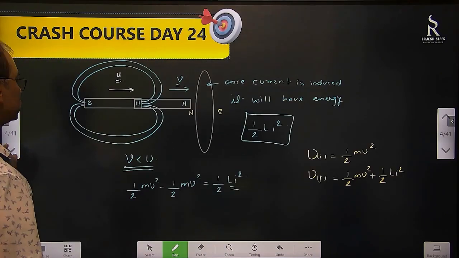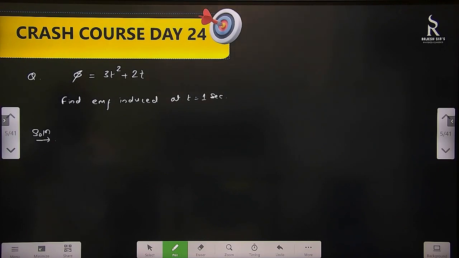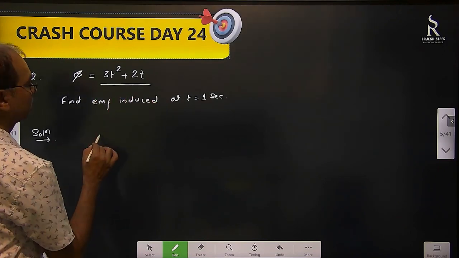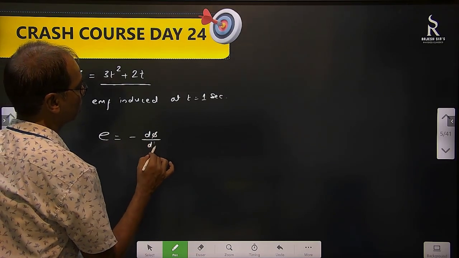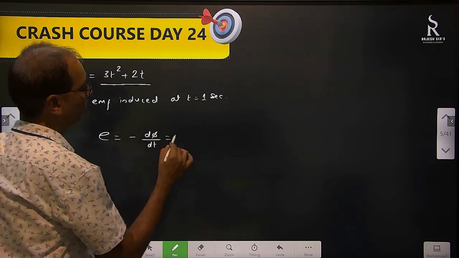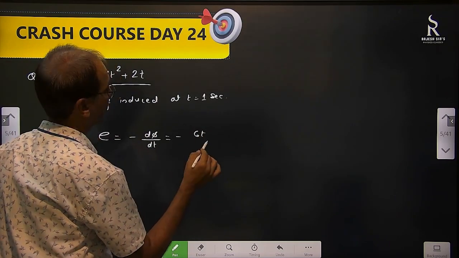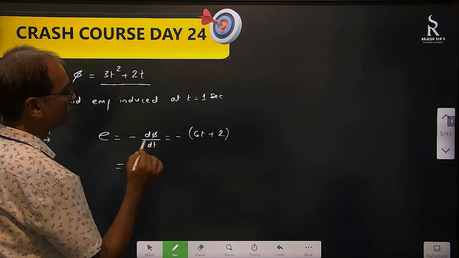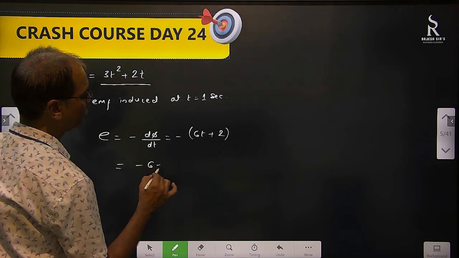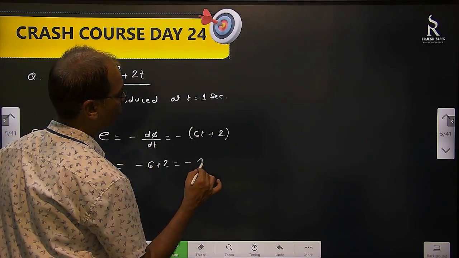So let's do this now. Here phi is given as 3t square plus 2t, and he is asking for E. So E is minus d phi by dt. Very simple question. 3t square gives 6t and 2t gives 2. So minus 6t plus 2. Let's place t equal to 1 in that. So minus 6 plus 2, that is minus 4 volt.